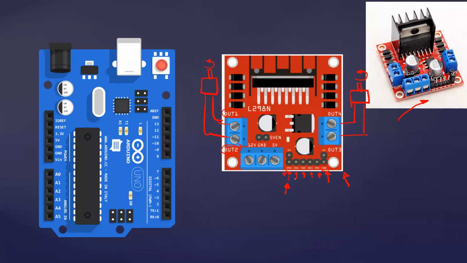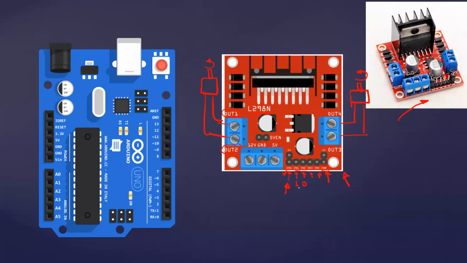Now what are input 1 and input 2? Input 1 and input 2 decide in which direction the motor will run. For the time being, assume that if we supply a logic 1 signal to input 1 and a logic 0 signal to input 2, then the motor will run in the clockwise or anti-clockwise direction.